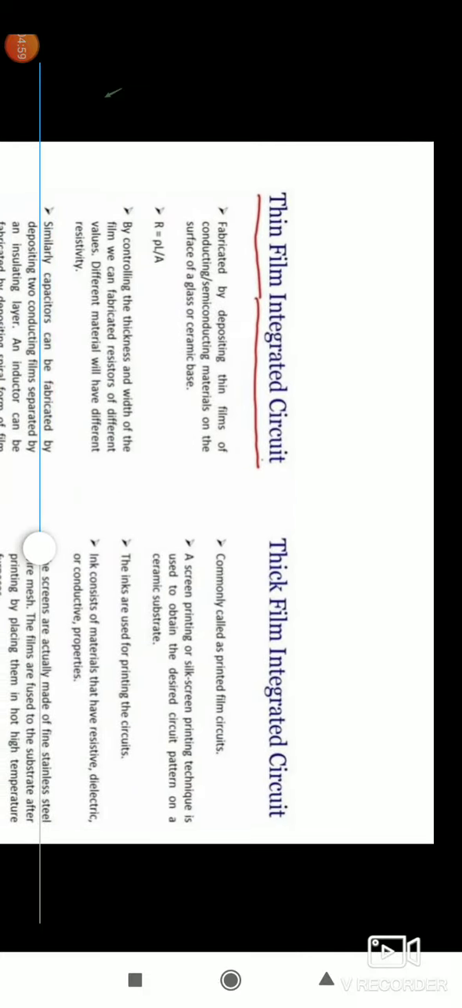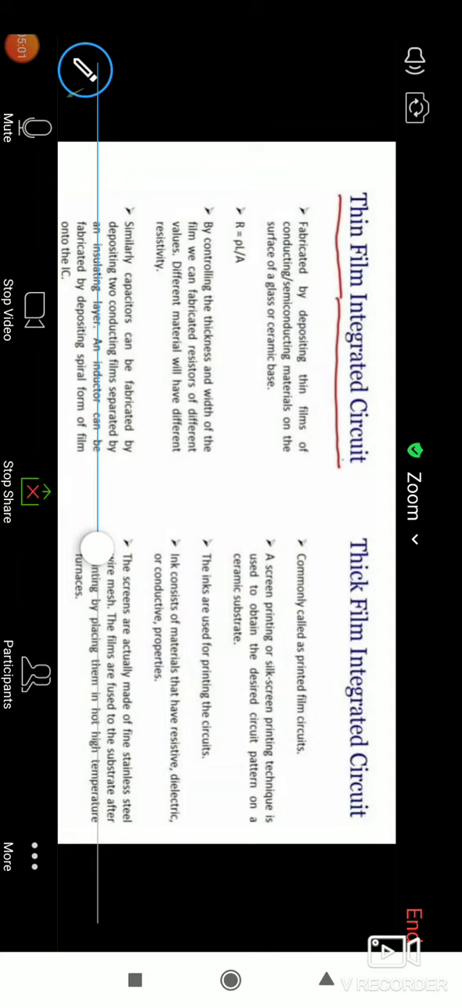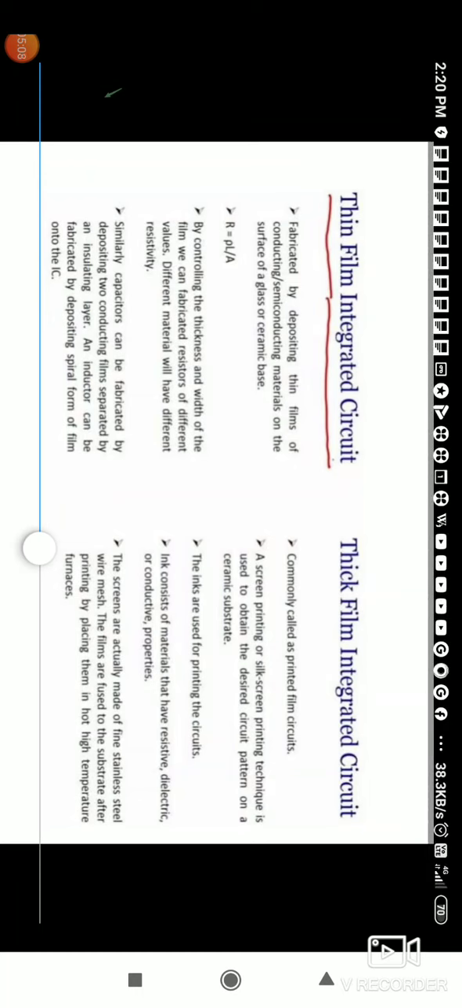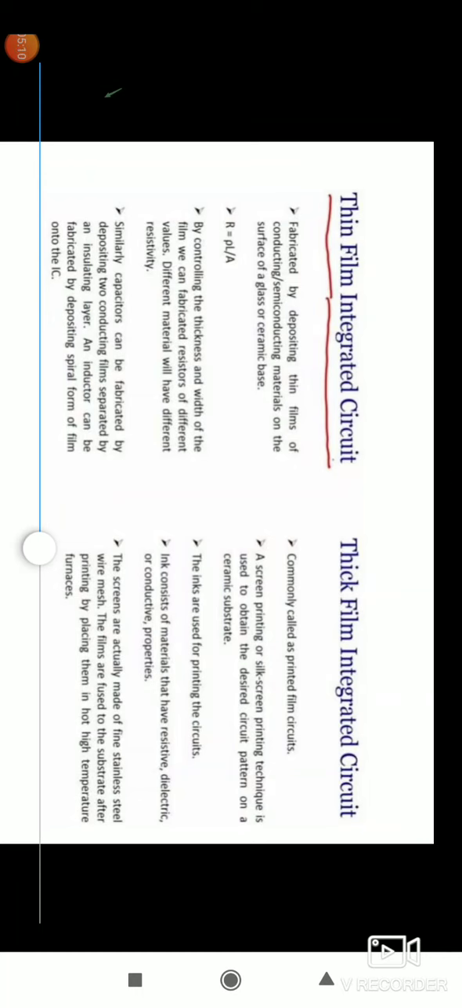Now we will see the difference between thick film and thin film integrated circuits. Here, thin film. Your voice is not audible or not clear.